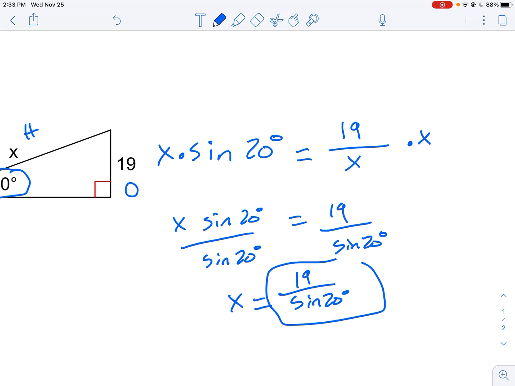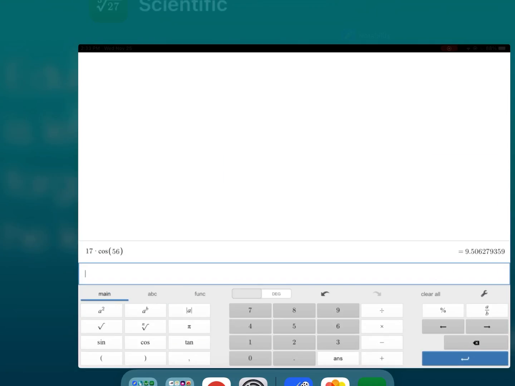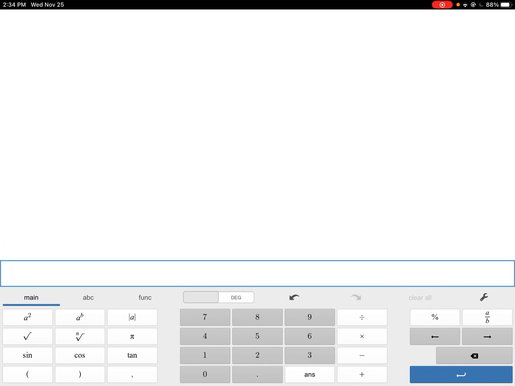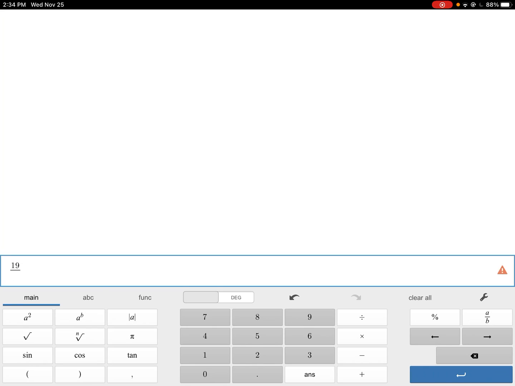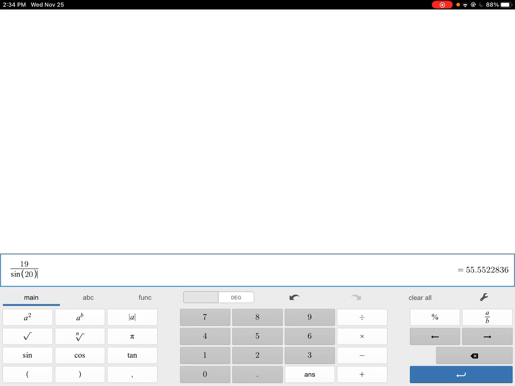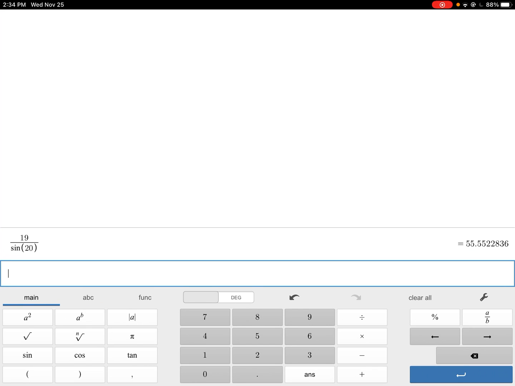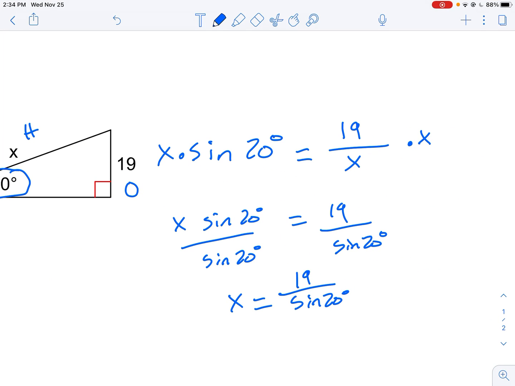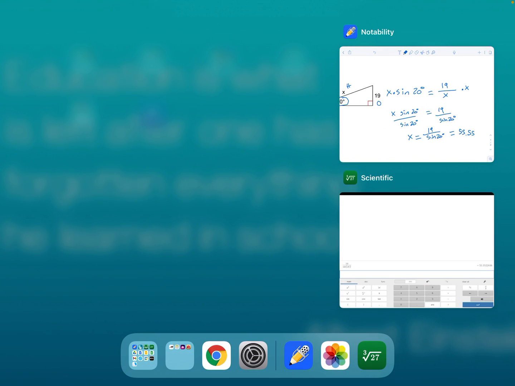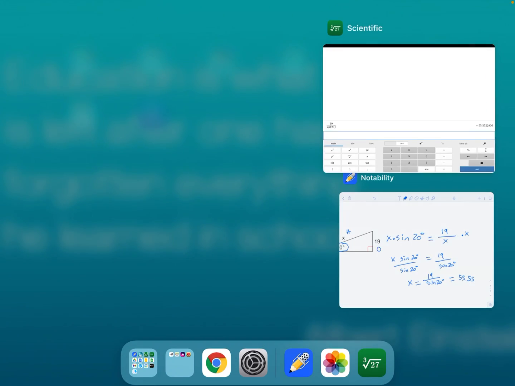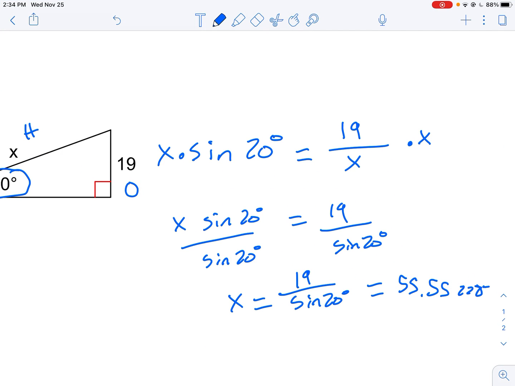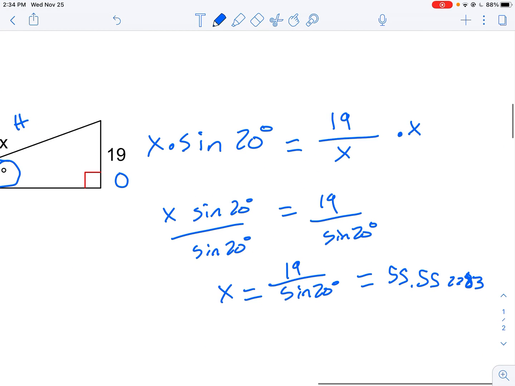Well, this right side is something you can put in your calculator. So I'll show you in this online calculator again. I was going to clear this stuff out. I got 19 divided by, and on the left side push sine, it's 20 degrees. Close my parenthesis there, push enter. And I got 55.5522867. So this is equal to 55.55, what else? 228362. And it just keeps going. It does go on forever.